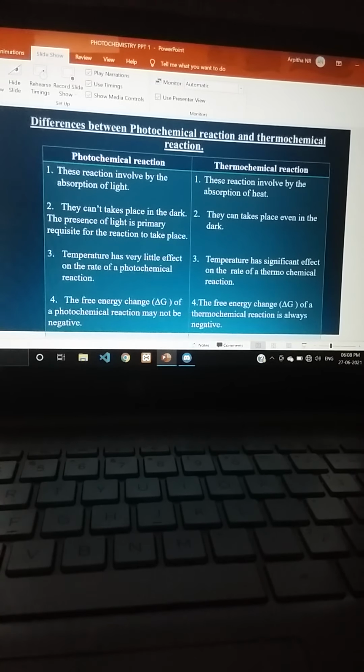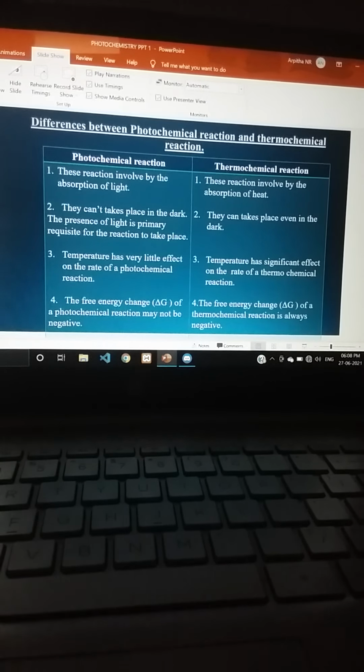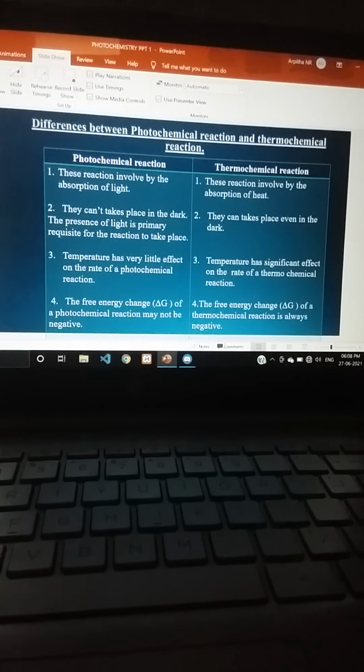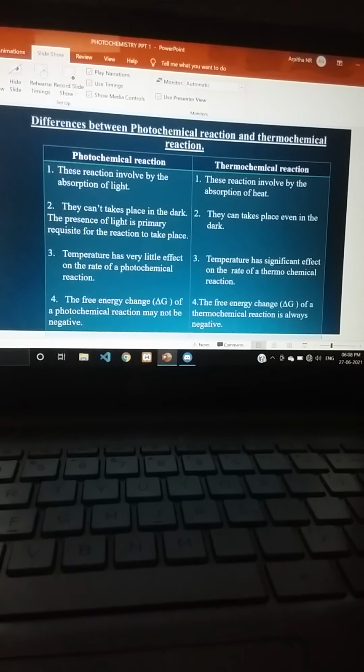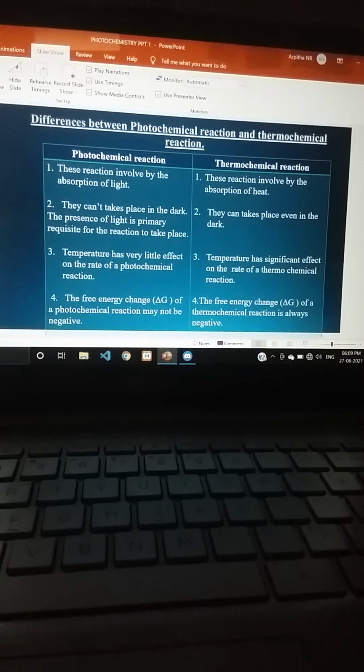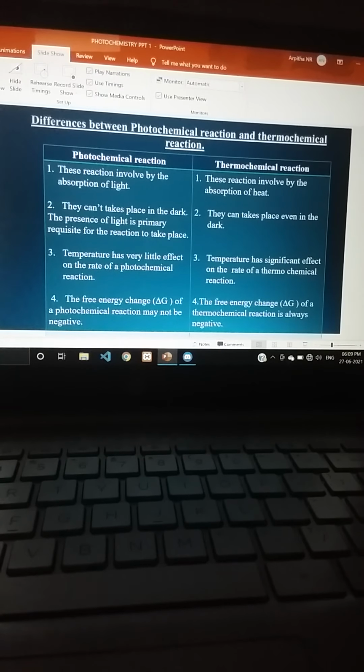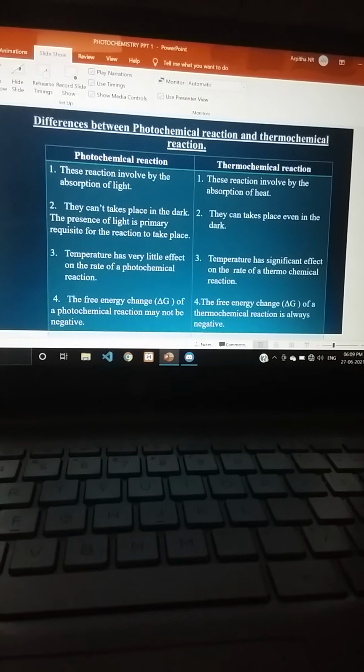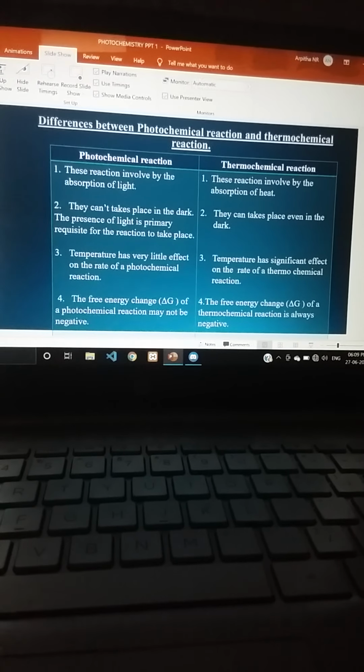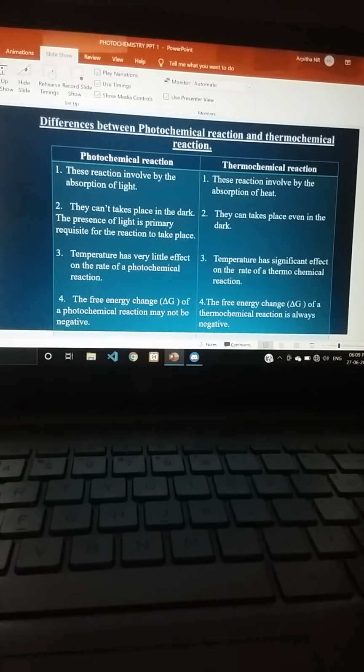The second difference is that a photochemical reaction cannot take place in the dark, whereas a thermochemical reaction takes place even in the dark. The third difference is that temperature plays a very small role in a photochemical reaction, whereas in a thermochemical reaction temperature plays a significant role and also affects the rate of the reaction.